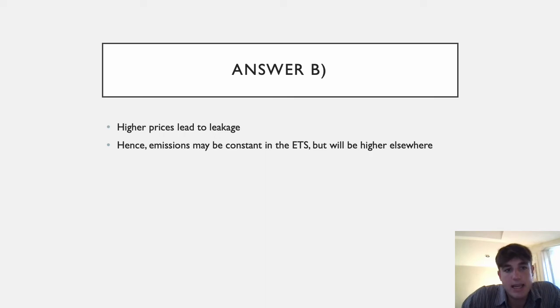Now, the answer to B is higher prices will lead to carbon leakage. That's again where firms move out of the economy, which means that emissions will be constant in the emissions trading scheme, but they'll be higher elsewhere. And since emissions don't really respect borders, we're just going to see higher total emissions.